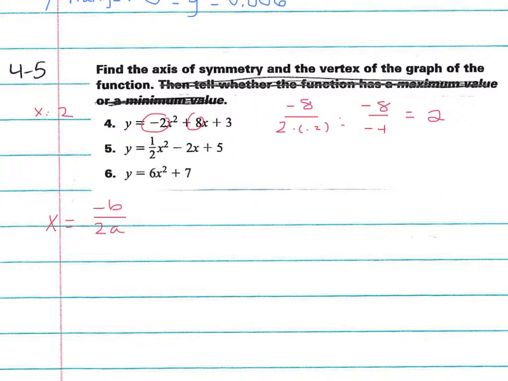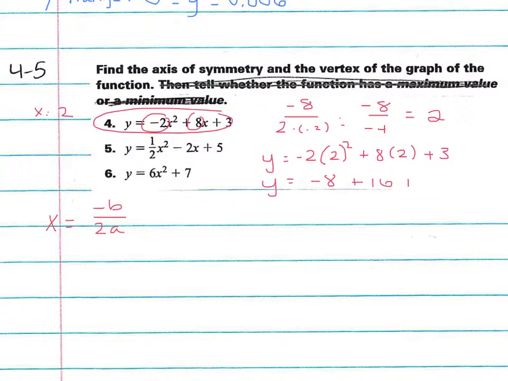Then, to find the vertex of the graph, you're going to take that 2 and substitute it back into the entire equation. So you're going to have y equals negative 2 times 2 squared plus 8 times 2 plus 3. 2 squared is 4, and negative 2 times 4 is negative 8, plus 8 times 2 is 16, plus 3. And when you simplify that, negative 8 plus 16 is 8, and 8 plus 3 is 11.